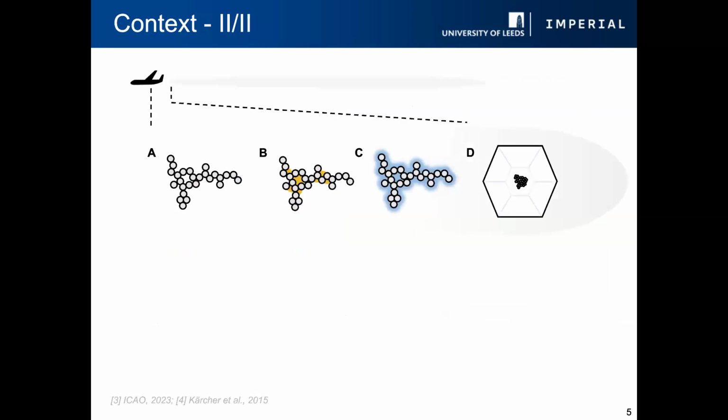This is a schematic of the process I was explaining, where we have emissions from the aircraft engine. We might have some condensed matter, so maybe semi-volatile organic material that coats those particles, maybe it's sulfur. We then have condensation of water onto those particles and then they freeze.